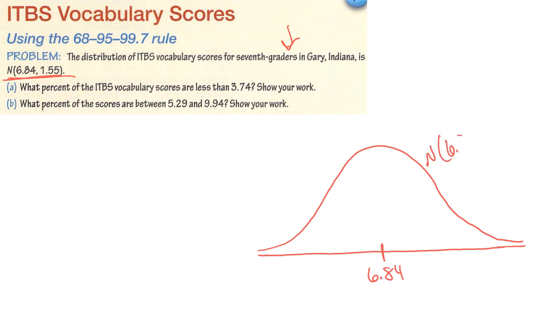I'm going to label my curve so they know which curve I'm referring to, because every normal curve I draw is going to look the same. Okay. And so if I don't label it, they don't know which actual distribution of data that I'm referring to. So when I add 1.55 to 6.84, I get 8.39. And my second standard deviation, I'm going to add another 1.55 to that, and I'm going to end up at 9.94. And then for my third standard deviation, I'm going to add another 1.55 to that and end up with 11.49.